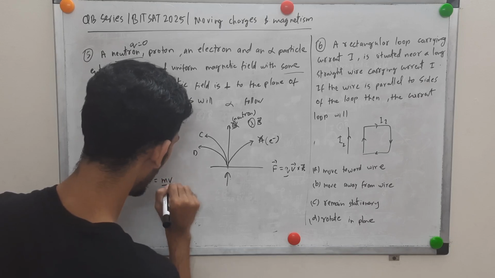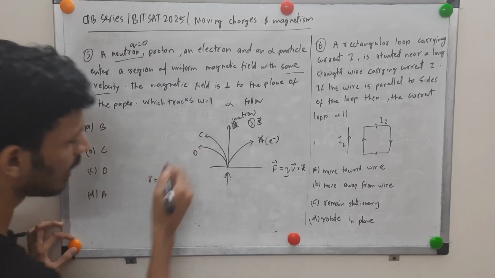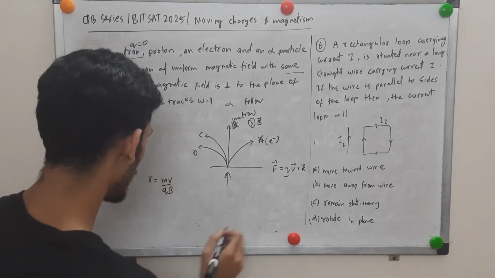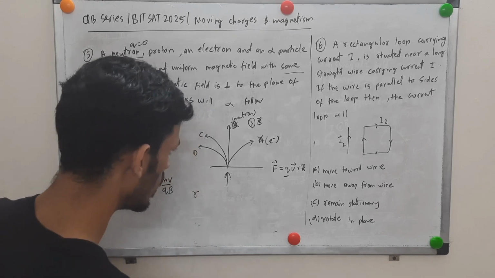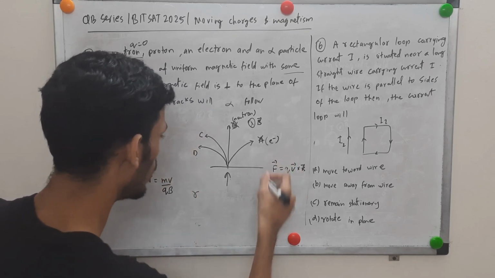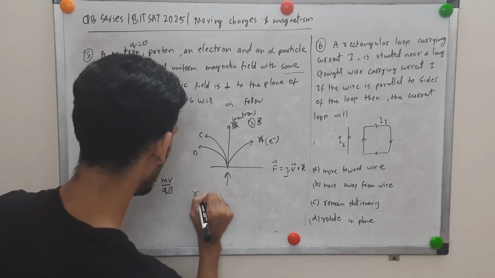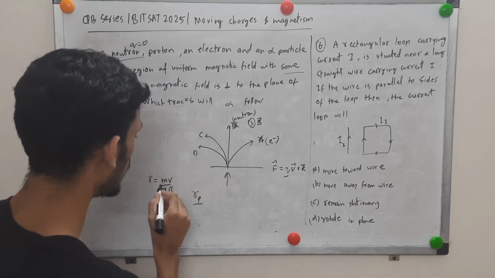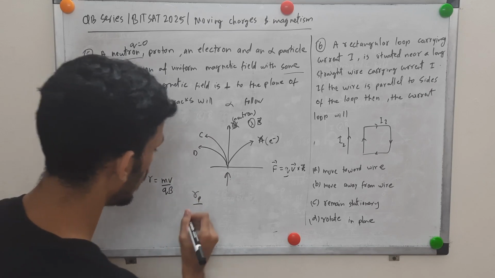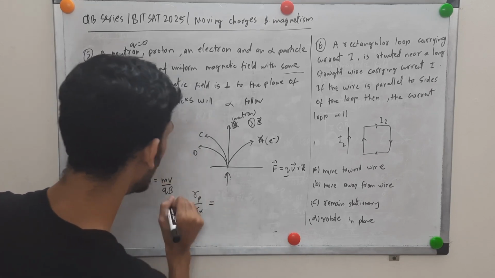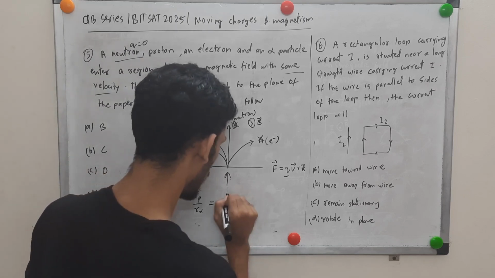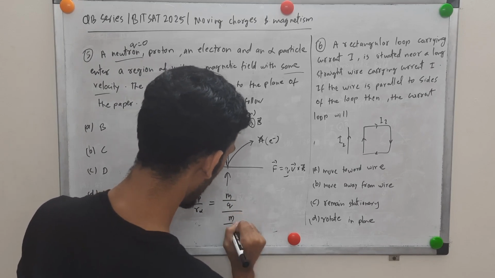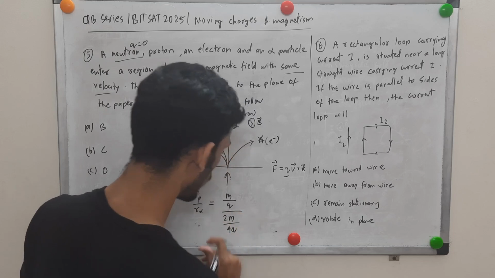So r is equal to mv by qB. We'll see which one has the higher radius, since mass is also involved in the radius. On the basis of force you cannot directly tell. So r is basically proportional to m by q, mass by charge, because v and B are constant. So for the proton, let the mass be m and the charge q, and for the alpha particle it will be 4m and 2q.